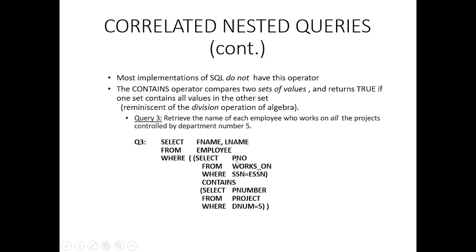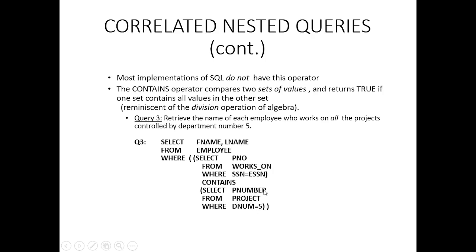query. That is, it will just select PNO from this works on, where SSN equal to ESSN. That will be returned, and that is combined with this F name with this employee relation, and will be returning this F name and L name. So here we can say that this particular query, that is this second nested query, that is select P number from project, where D number is equal to 5.